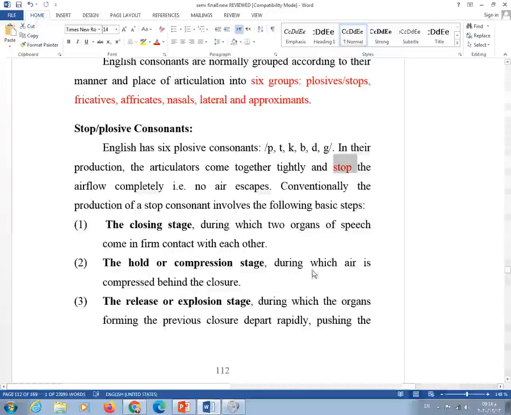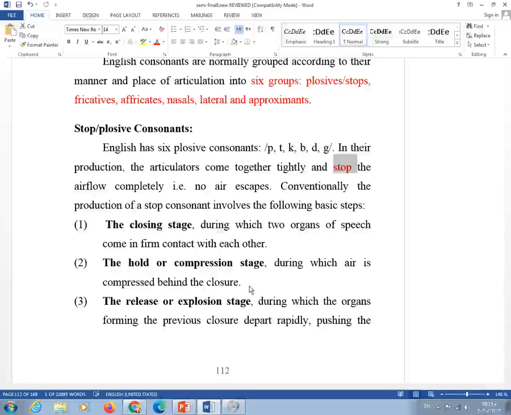Number 2, the hold or compression stage, and this is the stage where air is compressed behind the closure. What does it mean? Air is built up, بيتكون, is accumulated, is imprisoned behind the closure. أنا قفلت مجرى الهواء بيتكون, بيعمل لي مرحلة compression أو hold.